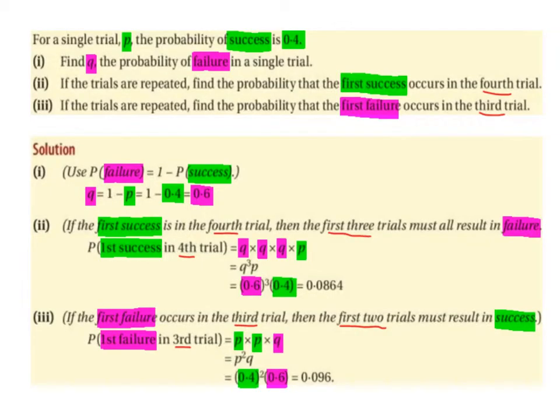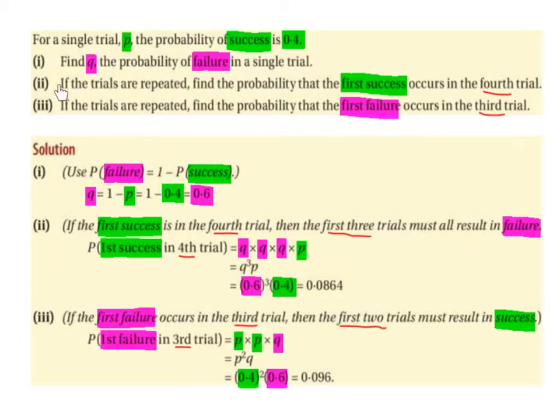So let's have an example. For a single trial, the probability of success p is 0.4. Part 1. Find q, the probability of failure in a single trial. Well, we're going to use our formula that the probability of failure is equal to 1 minus the probability of success. So q is equal to 1 minus p. So it's going to be 1 minus 0.4, which is 0.6. So the probability of failure is 0.6.